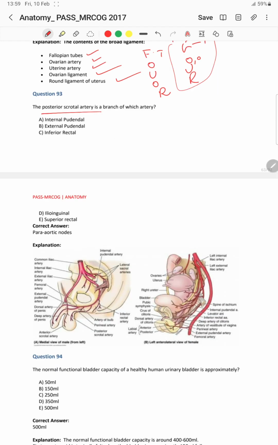I think the options are wrong. It is a branch of the perineal artery. The options are different from the question. It's a branch of the perineal artery. Here you see the posterior scrotal artery, which is a branch coming from the perineal artery.